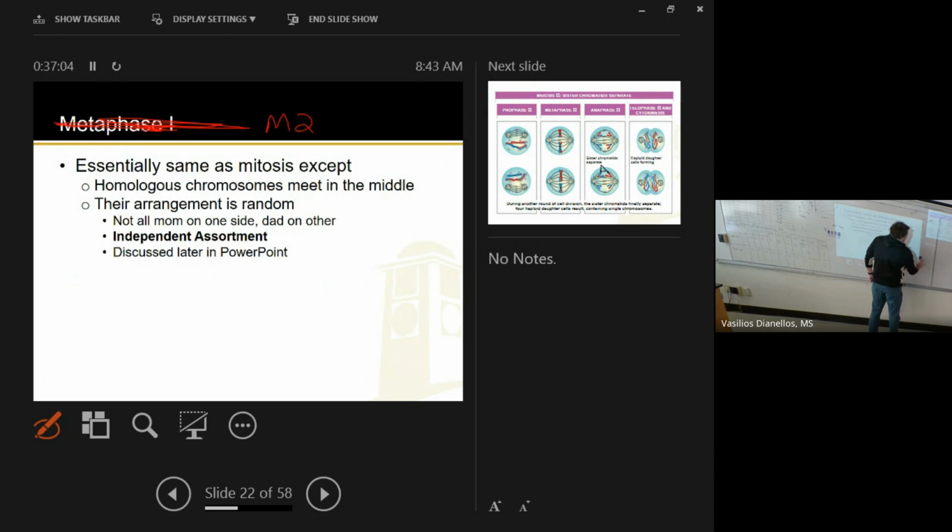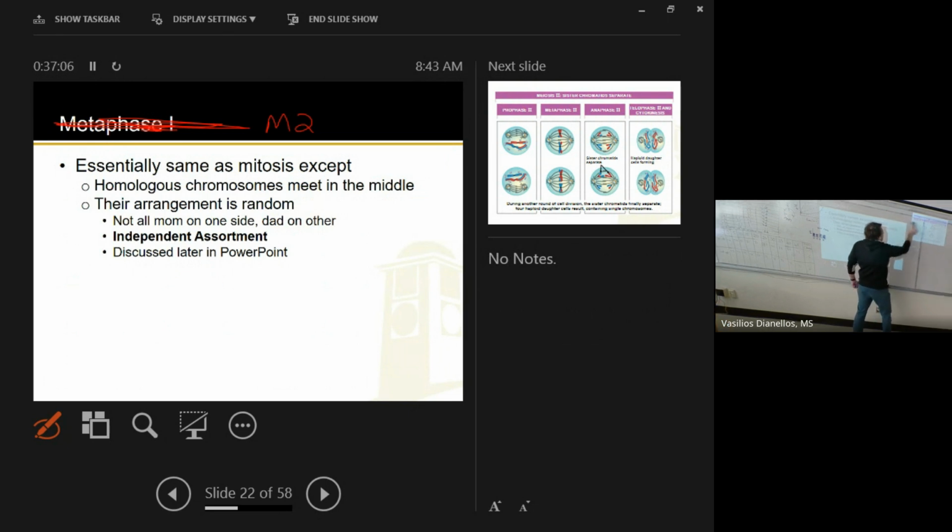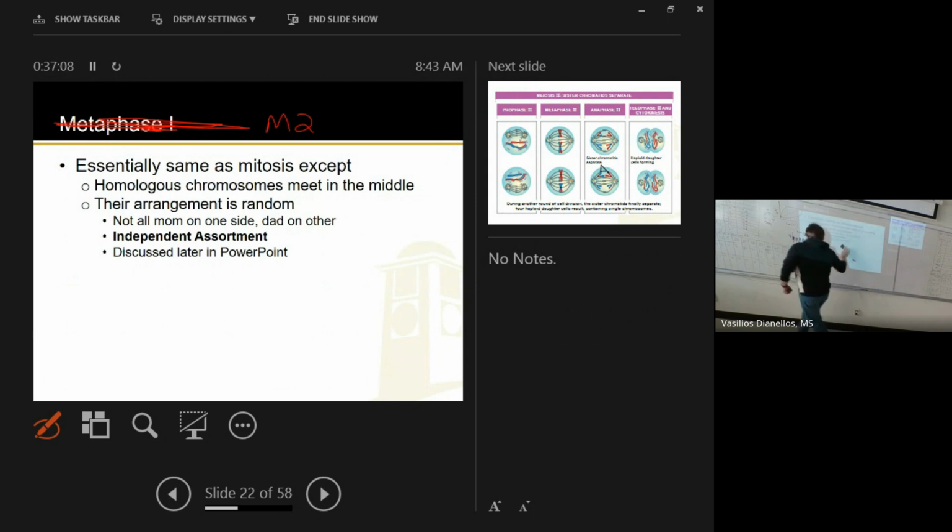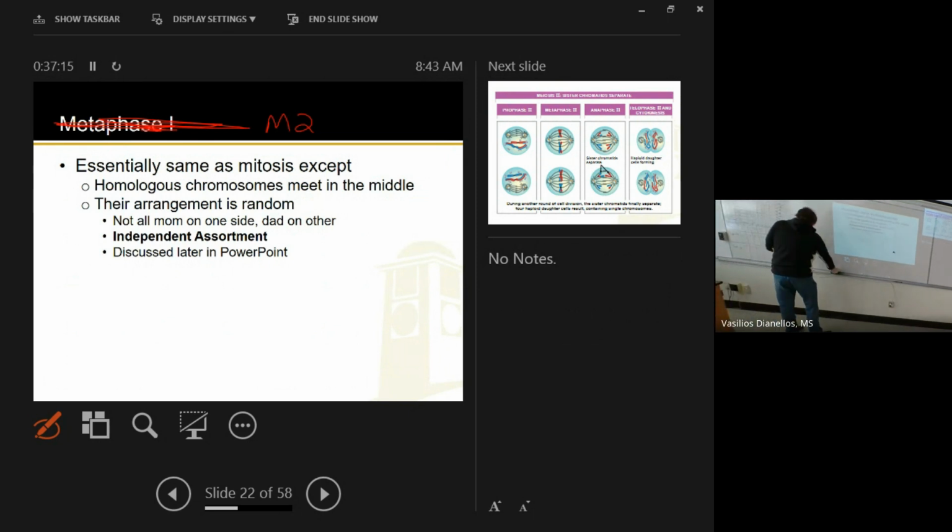Independent assortment means when those homologous chromosomes line up in the middle, one from your mom and one from your dad, it's random. So here's what does not happen. Well, I guess technically it could happen, but it would be very rare.